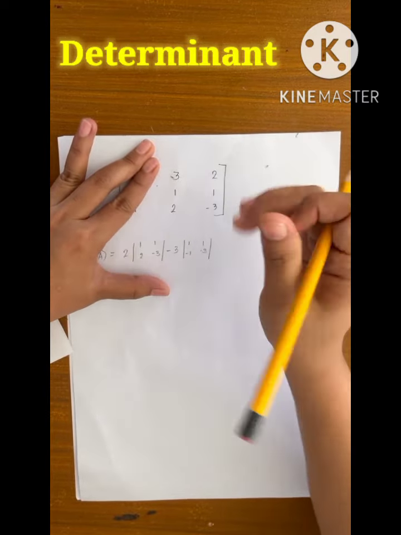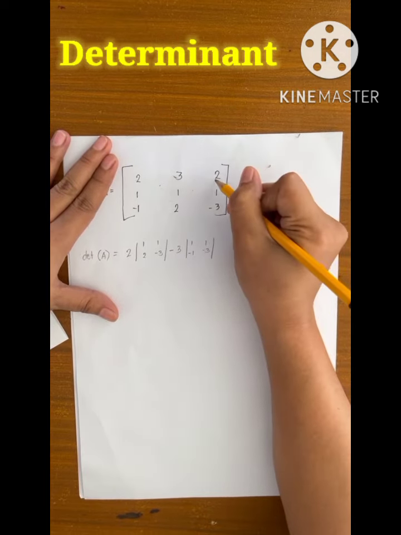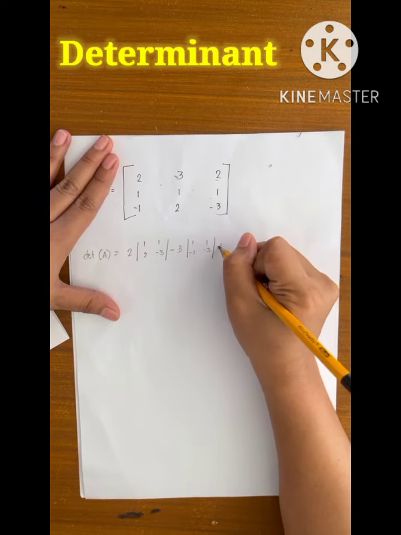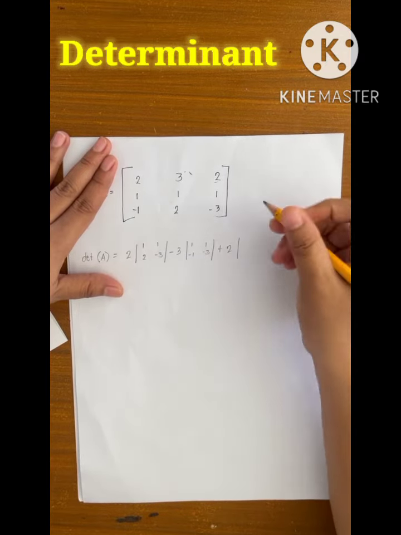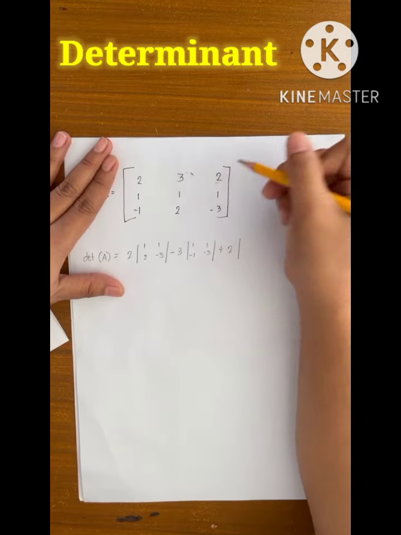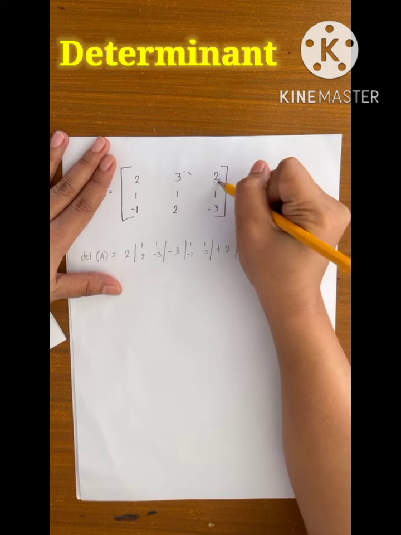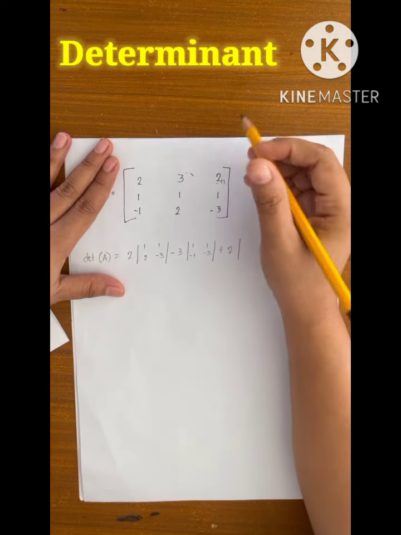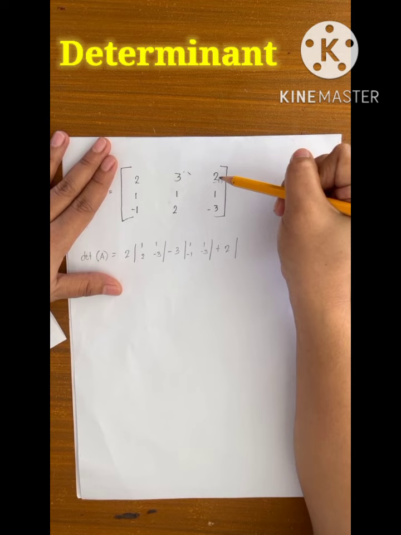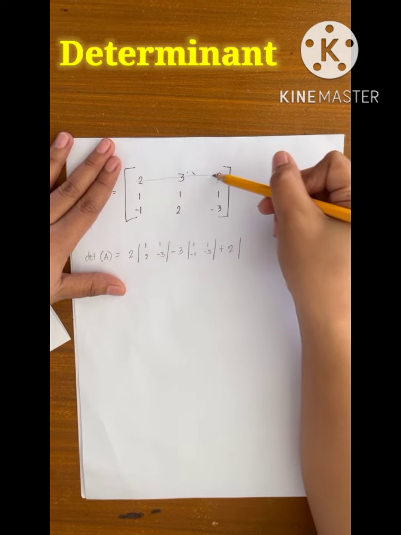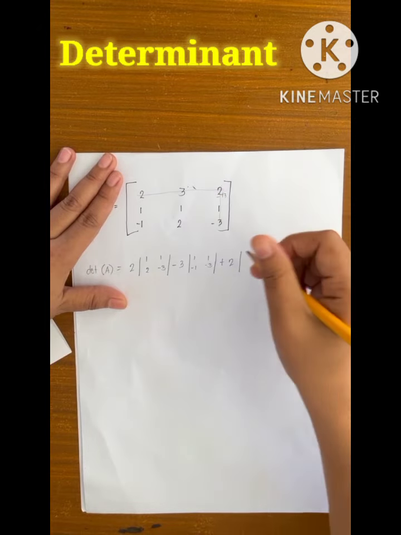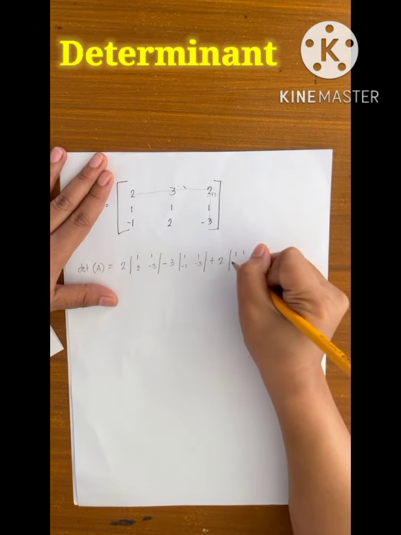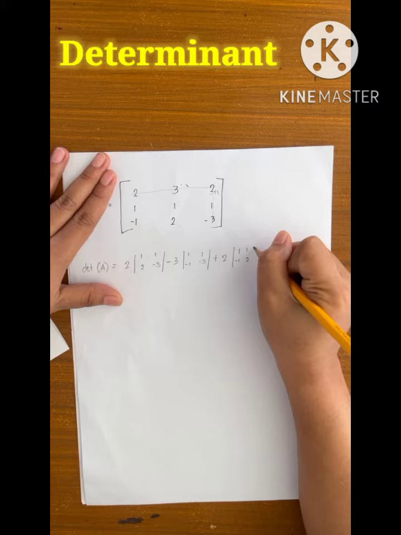Okay. The next and the last scalar will be 2, so we will use positive 2. Positive 2 here is in the first row and the third column. So we will eliminate or cross out the first row and the third column. The remaining elements are 1, 1, negative 1, and 2.